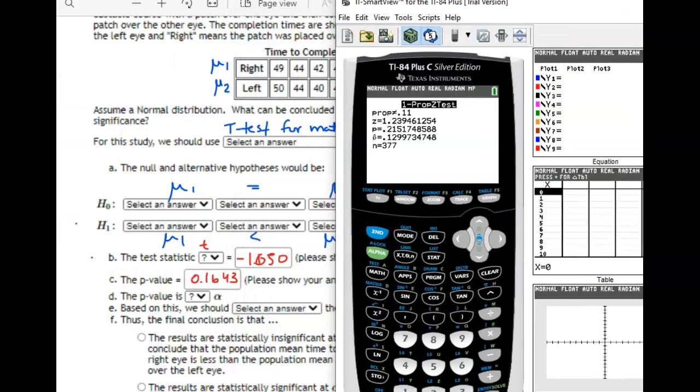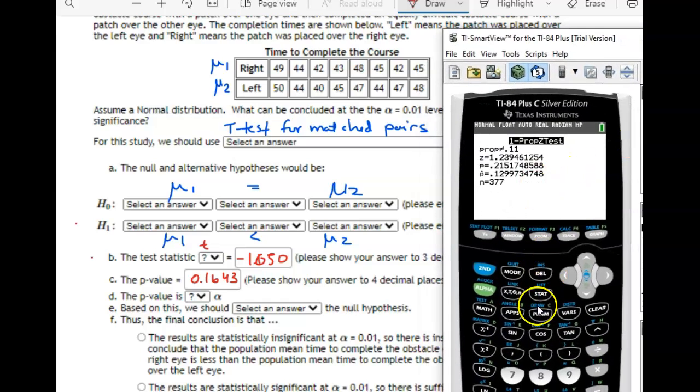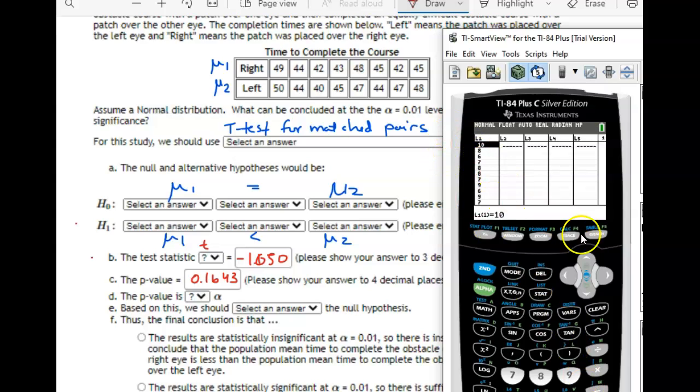There it is. Alright, so let me see my data. We're going to do 2nd Quit to get back. Let's do Stat and Edit. And we want to put our data in the first and second columns, so we're going to clear this.